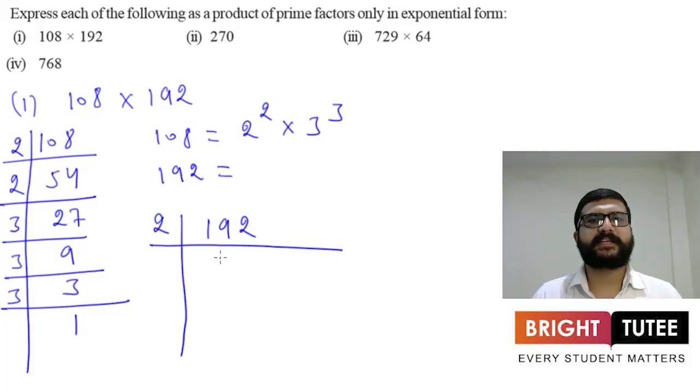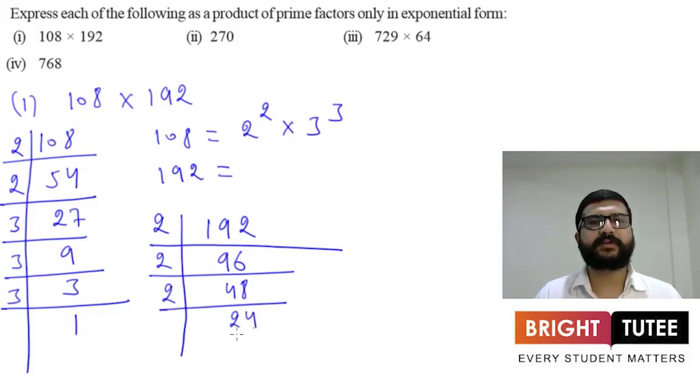It will give us 96. So we will get 96 here. Now 96 is again divisible by 2, we will get 48. Now 48 is again divisible by 2, we will get 24. Again with 2, we will get 12. Now 12 is again divisible by 2. So 12 divided by 2 will give us 6.